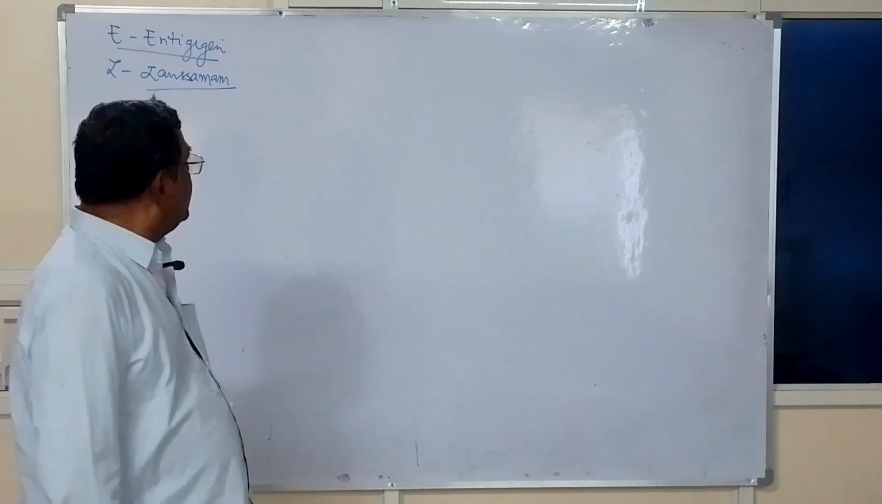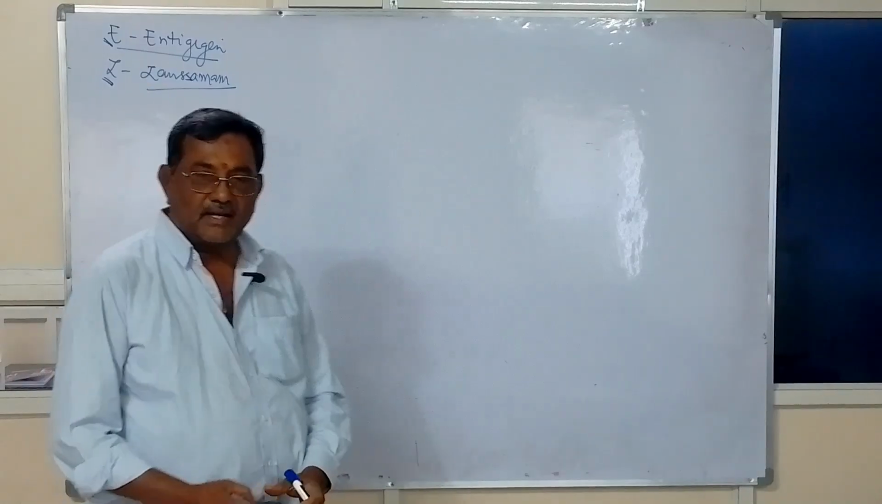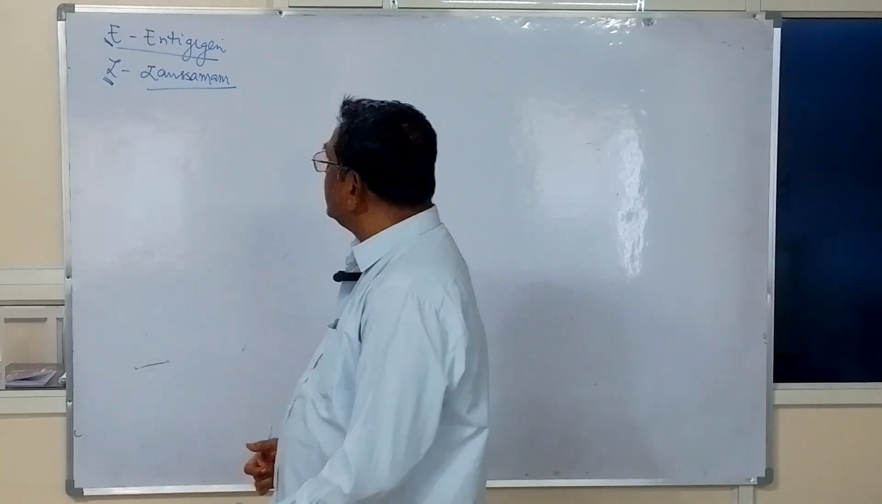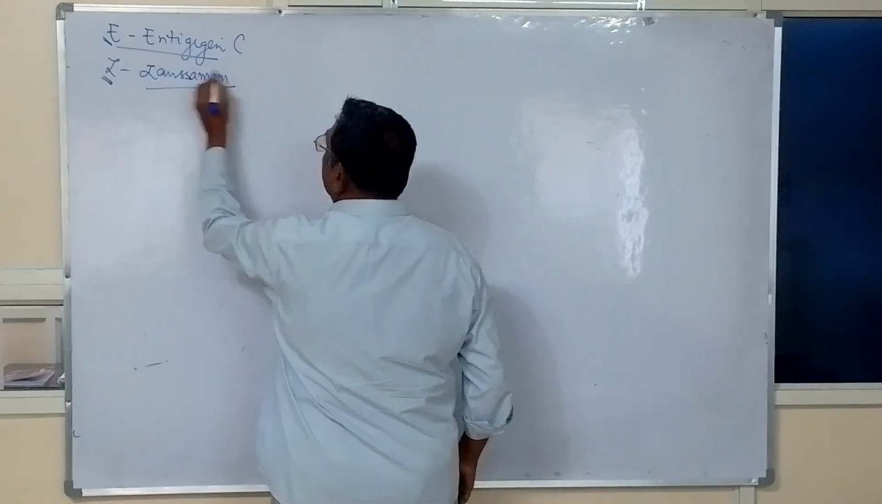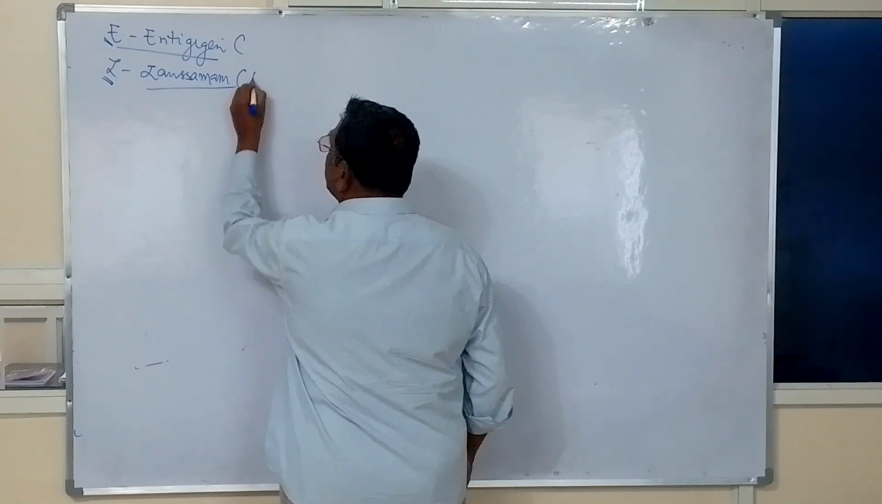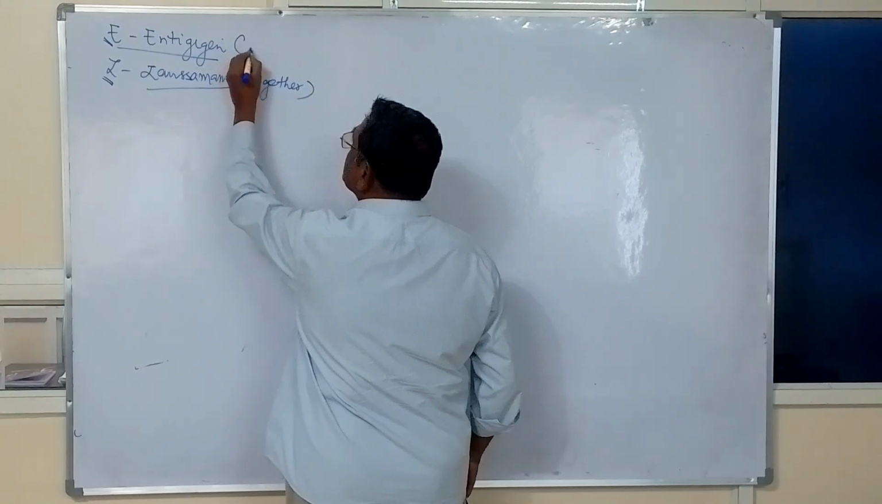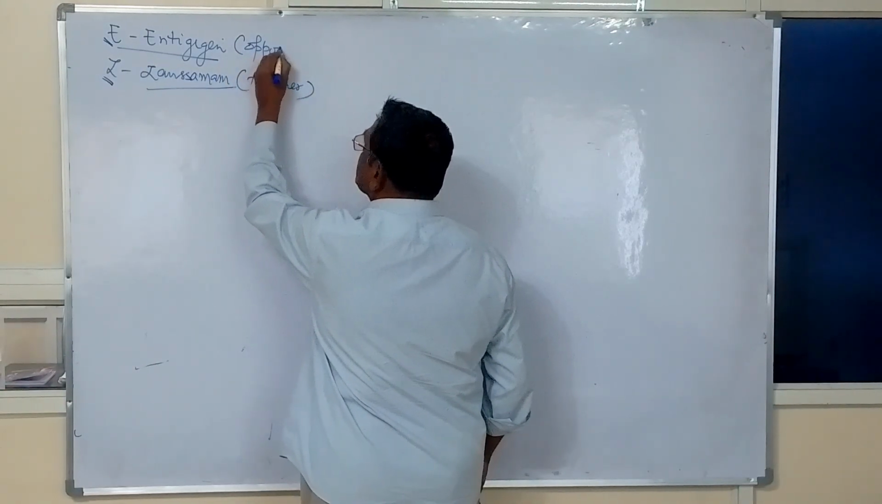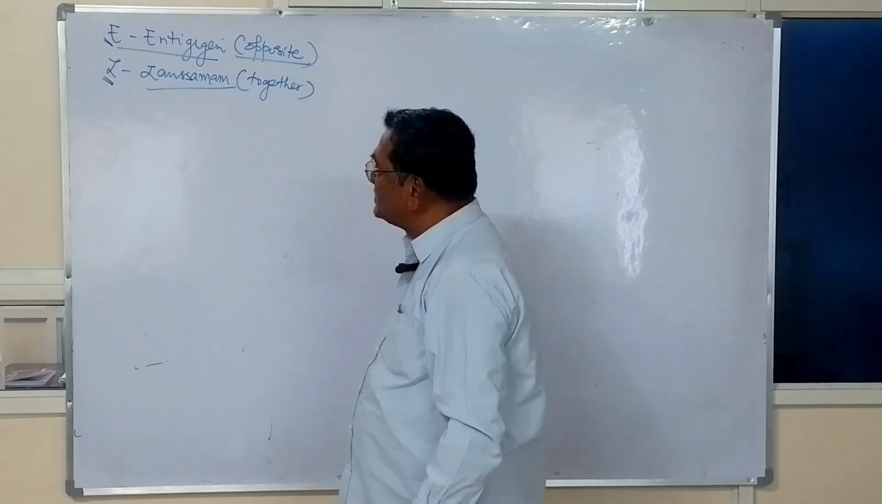Children, see, this is going to be another important corner where we can expect questions in the final examination. That's going to be where Entgegen and Zusammen are concerned. Zusammen means together, like cis, and Entgegen means opposite, like trans. That's going to be also considered as geometrical isomers, children.